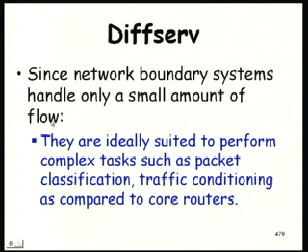And this is scalable because the edge routers handle only small amounts of flow. The core routers carry flow from all possible applications that can pass through them, but the edge router is only for those hosts that are connected to it. Those are finite in number, and therefore, the edge routers can easily perform tasks like packet classification and traffic conditioning as compared to core routers.